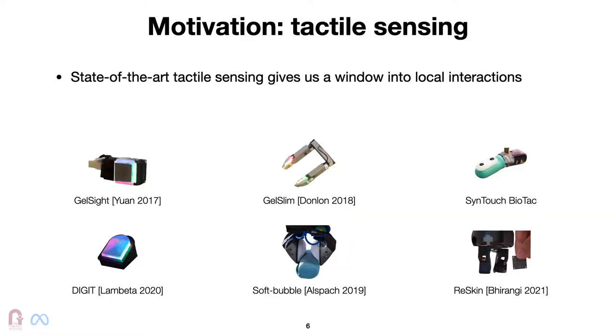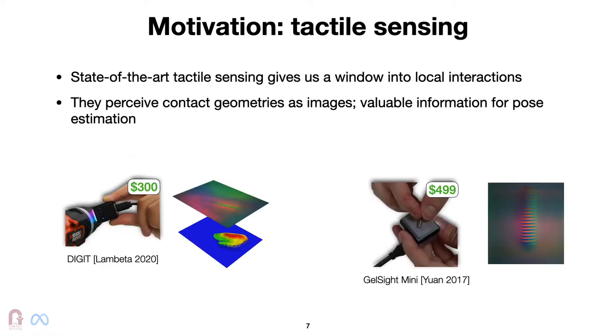Over the past decade, robotics has been dominated by tactile sensing solutions. These have been specifically designed to maximize the amount of information that we can get from these interactions. The geometries that they perceive can serve as valuable information for pose estimation or place recognition. For example, if you detect an edge, you can reason about where you might be on an object's surface, and more importantly, where you might not be.